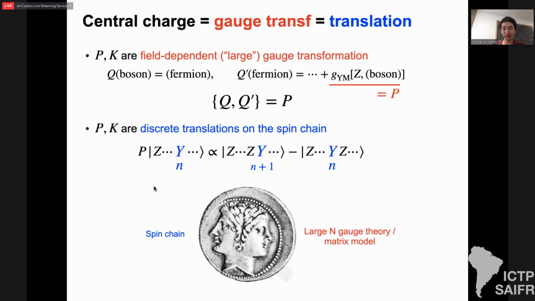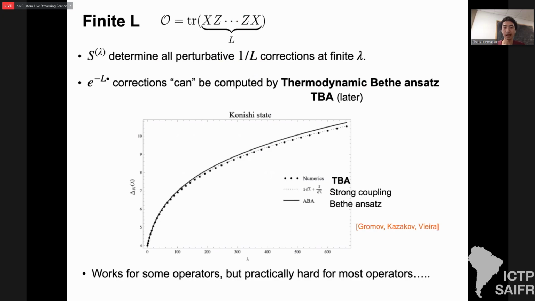So this nicely embodies the principle that I wanted to advocate, that N equals 4 super Yang-Mills integrability is half spin chain and half gauge theory. And once you determine this S of lambda, and using the Bethe equation, we can actually determine all perturbative 1 over L corrections at finite coupling, at finite root lambda.